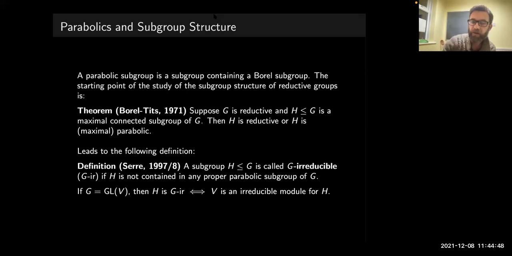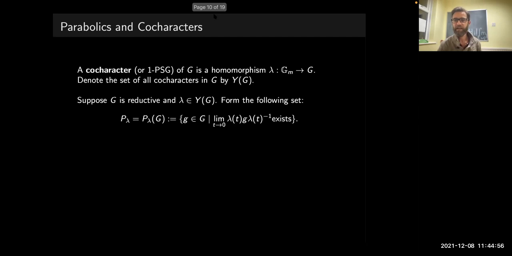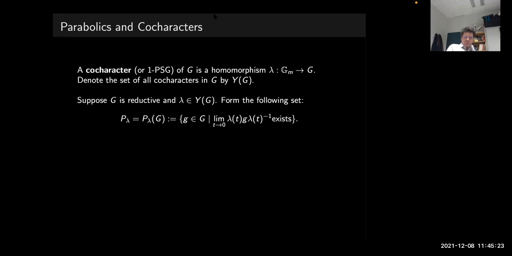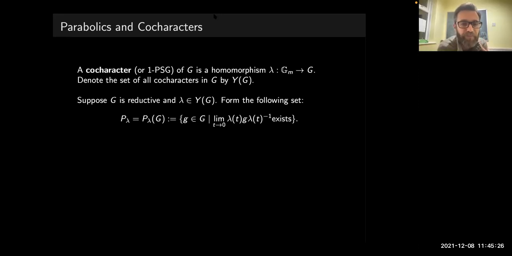Okay, good. So I'm almost done with the sort of preliminary material. The last thing I need is a technical tool that will allow me to write down a nice, neat proof for you in about 10 minutes time. And it's how to create parabolic subgroups in a reductive group out of co-characters or one-parameter subgroups. Okay, so I'm talking about co-characters. That's homomorphisms from the multiplicative group into G. I'll denote the set of all such by Y(G).